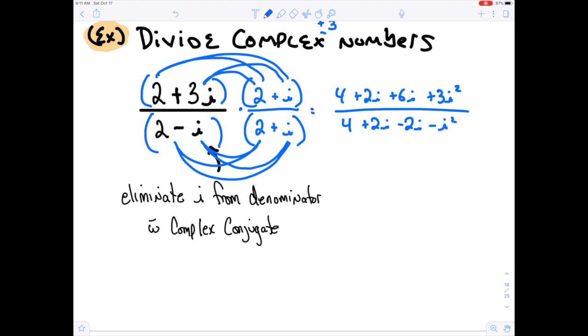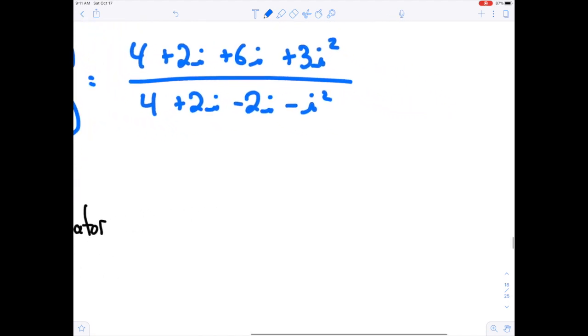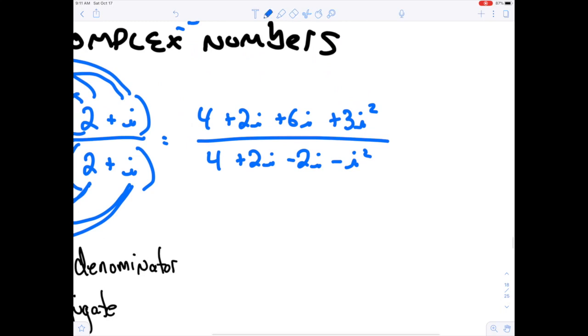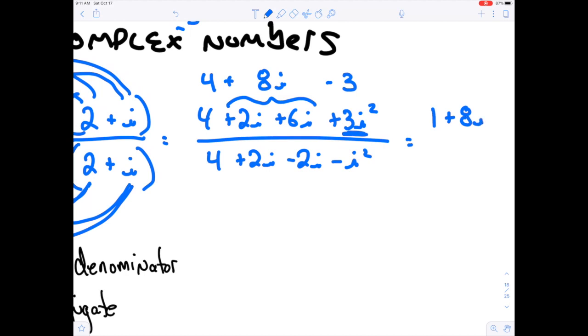So now all I need to do is clean this up because it's currently kind of messy. I'll go ahead and show you that the 2i and 3i are going to create an 8i. And this piece is going to end up being 3 times negative 1, so that's just going to end up being minus 3. So I have 4 plus 8i minus 3. So we're going to clean that up in just a moment, and that'll become 1 plus 8i.